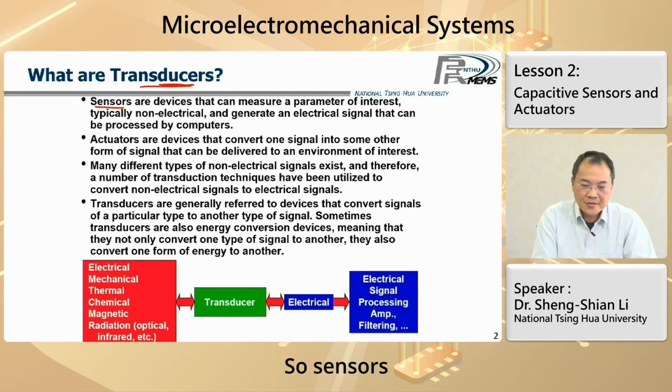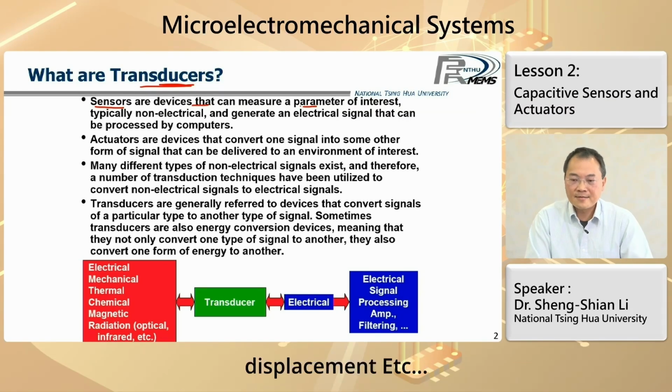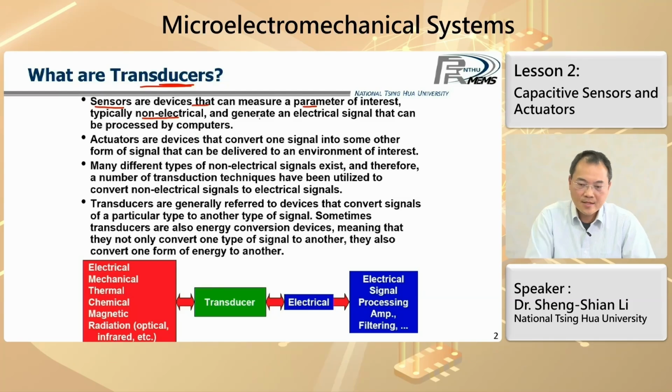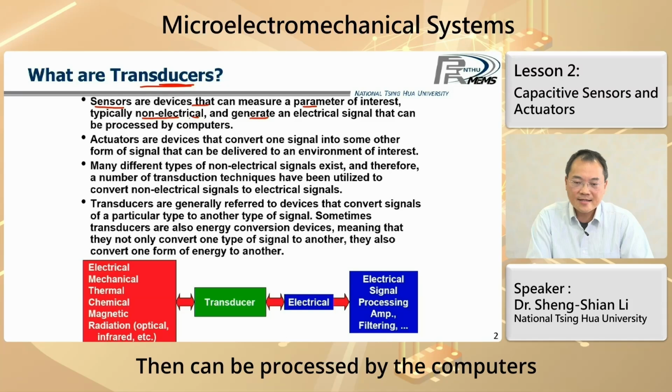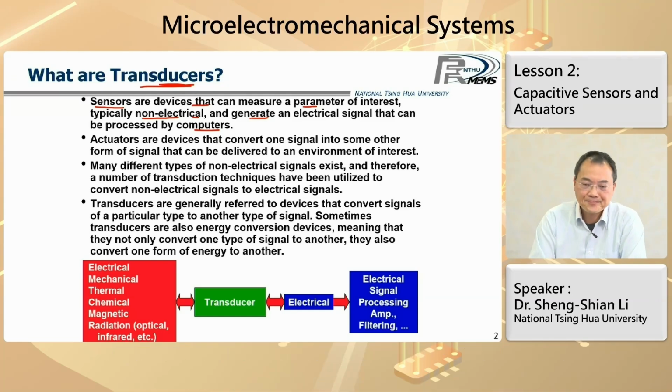Sensors are the devices that measure a parameter of interest, for example, humidity, temperature, vibration, displacement, etc. Usually they are non-electrical signals generated from nature. And the transducers need to convert those non-electrical signals and generate an electrical signal that can then be processed by the computers. So this is very important. Transducers will convert non-electrical signals into electrical signals.